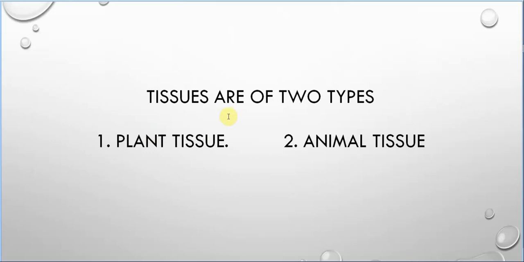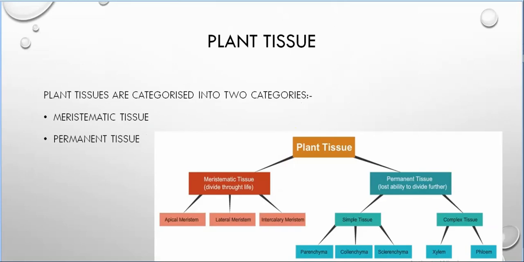Carrying on with the explanation, tissues are of two types. That means we are going to discuss two types of tissue in this chapter. The first is plant tissue and the second is animal tissue. Plant tissues are categorized into two categories: number one, meristematic tissue, and number two, permanent tissue.